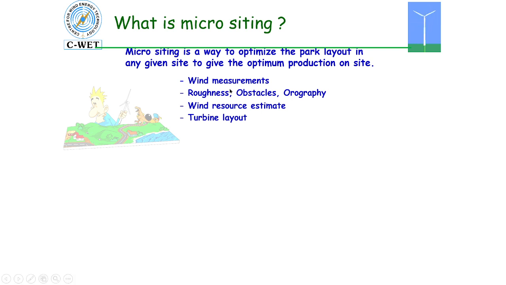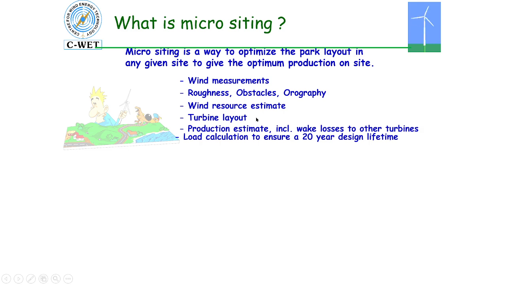In that, what are the things you are going to do? Wind measurements, number one. Then you assess the roughness and obstacles. Orography is nothing but the various kinds of features on the surface. We can say topology or orography. So obstacles, roughness, then wind resource estimate is done. Then turbine layout is planned theoretically. These are all done before developing your wind project.